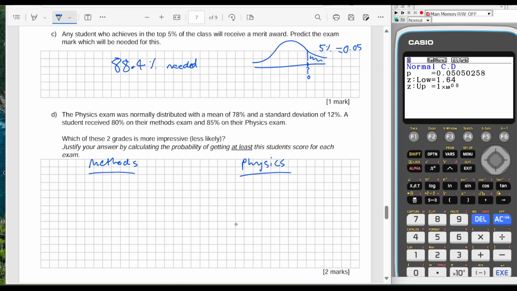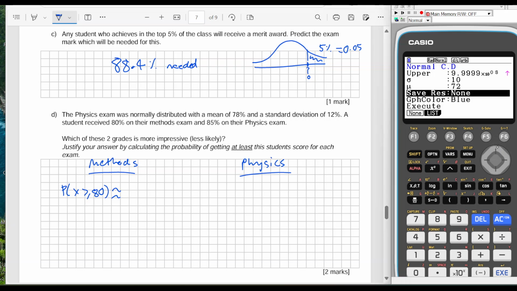Okay. So probability that we do better than them on methods. So they got 80% on their methods exam. So probability that X is greater than 80 roughly equals, and we can see that. So if we go back here and change that to 80, and then execute, there we go, 0.212.